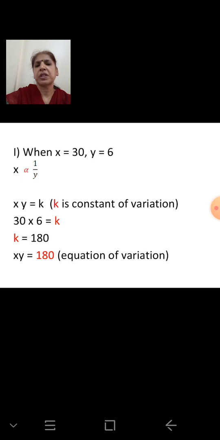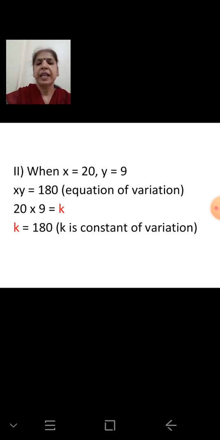Substitute the values. x is 30, multiplied by 6. The answer is, yes, 180. 36, 180. xy is equal to 180. This is now the equation of variation. What equation of variation is formed? xy is 180. Second pair of values. When x is 20, y is 9. Now the equation of variation is xy is equal to 180.